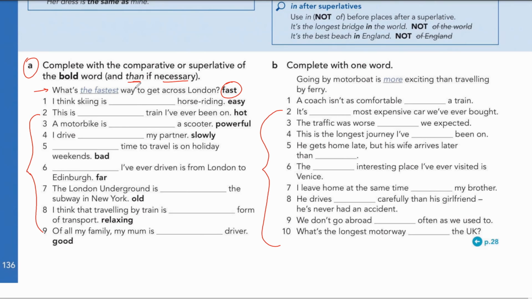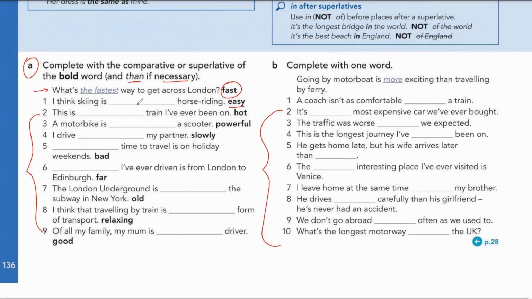To get across London, what is the fastest way? So there are many, many ways. By bus, by train, walking, bike, motorbike, and then by boat as well, using the Thames River. So there are many, many ways, and among them I'm comparing more than one way. So the fastest way.